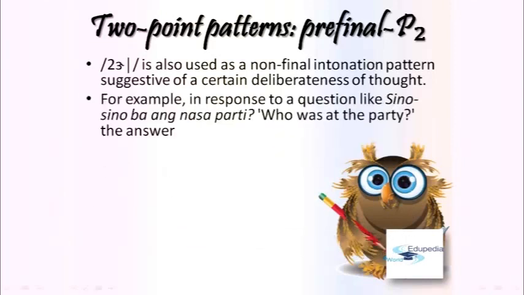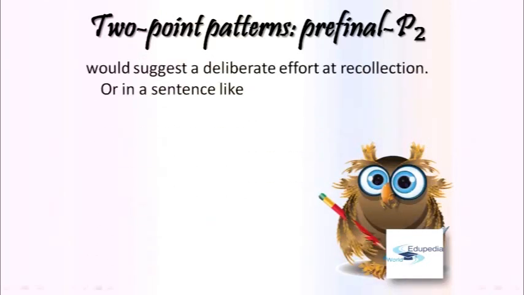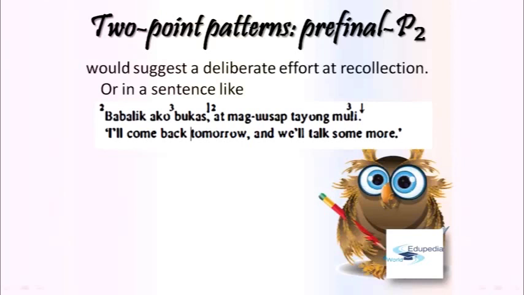2-a straight is also used as a non-final intonation pattern suggestive of a certain deliberateness of thought. For example, in response to a question like, sino-sino ba ang nasa party? Who was at the party? You can answer, si Juan, si Helen, si Pedro. Juan, Helen, Peter. This would suggest a deliberate effort at recollection. Or in a sentence like, babalik ako bukas at mag-uusap tayong muli. I'll come back tomorrow and we'll talk some more.